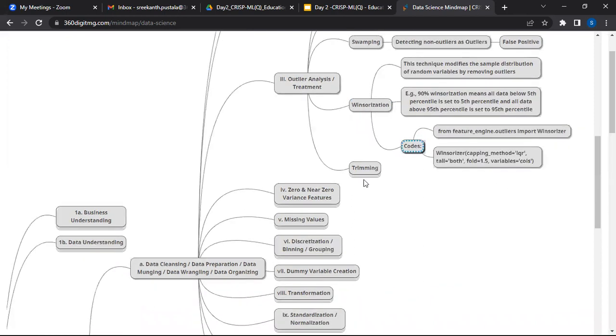So these are the different codes we have. From feature_engine.outliers, we import Winsorizer, and in Winsorizer we are going to have the capping method IQR, the tail, and the fold 1.5, and these are the variables. So the column name, whatever we have there, that column we are going to use.